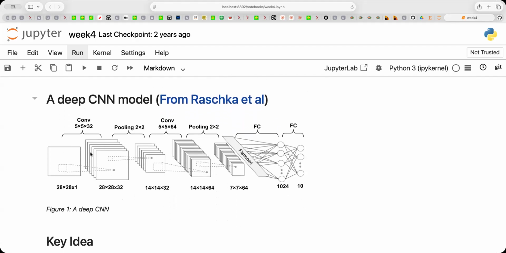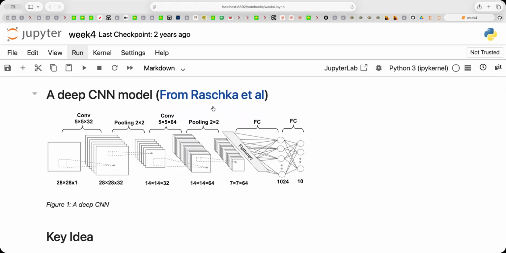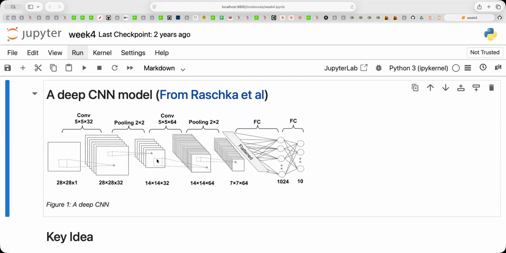And here is a typical one, a picture which I took from this book of Raschka, which you have access to. In that case, you have an image which is 28 times 28. You have a convolutional layer, which is 5 times 5 times 32, so you're making 32 images. Then you have a pooling layer, and then you reduce the dimensionality. You have a new convolutional layer, and it continues like this till you have downscaled everything. You have 64 images, which have a dimension 7 times 7.